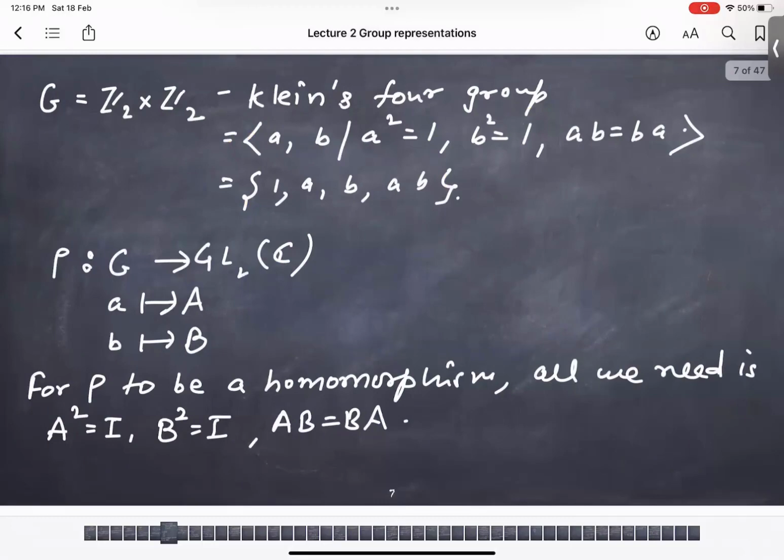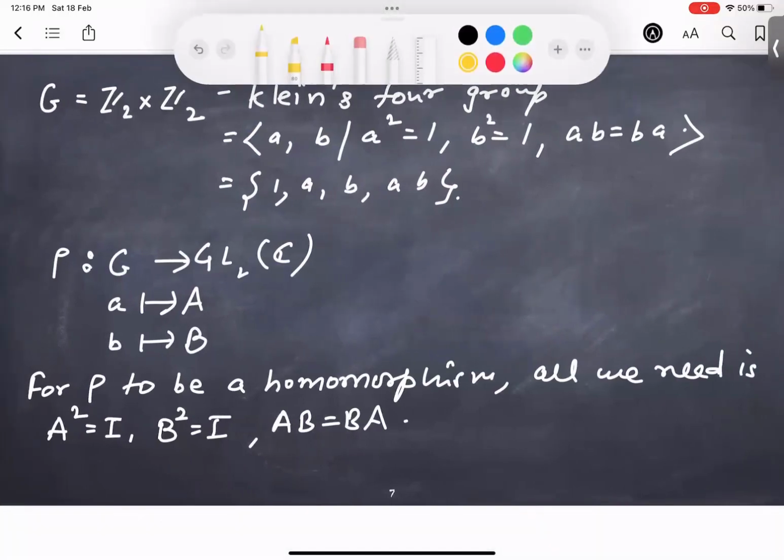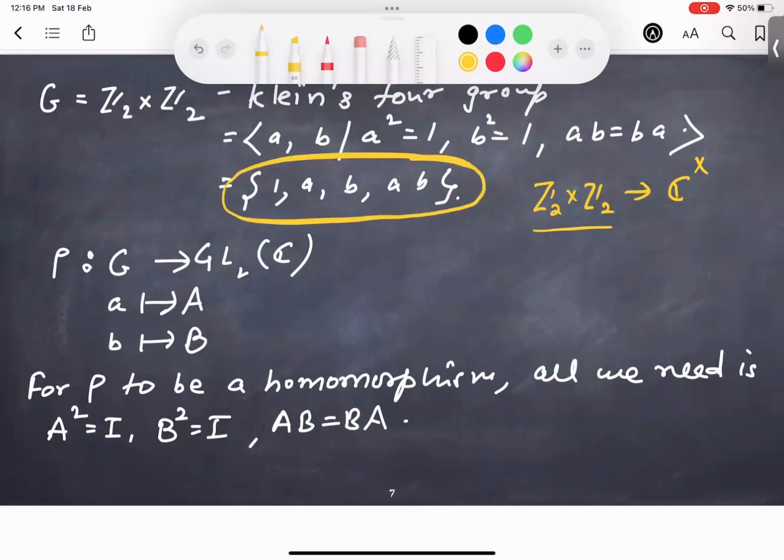So let's say I want to write down linear representations of Klein's four group. Then basically I have to give you a homomorphism from Z2 cross Z2 to C, over complex numbers. The generators of Z2 cross Z2 are this. So the elements of Z2 cross Z2 are this.